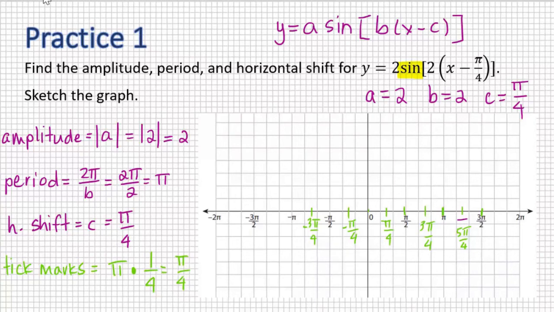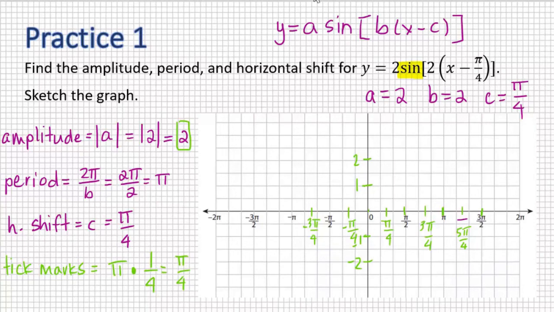On the y-axis, my amplitude has a value of 2, so my maximum points will be at positive 2 and my minimums at negative 2. And I can label these with whatever I'd like. So I'll label points here as 1 and 2 and negative 1 and negative 2. Now that we have our axes set up, we're ready to graph our function.